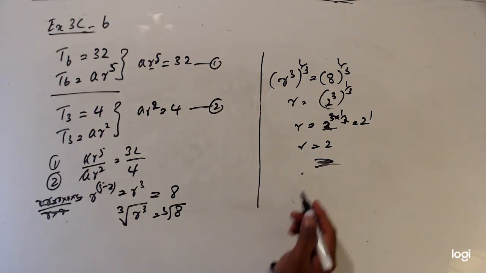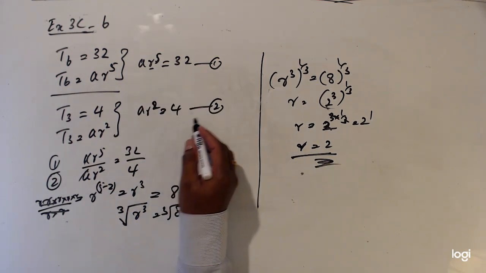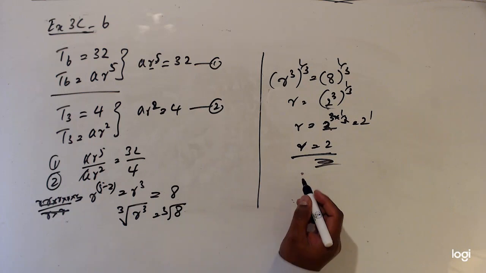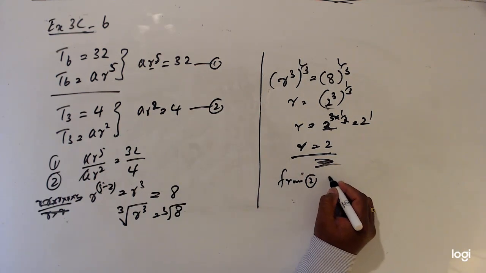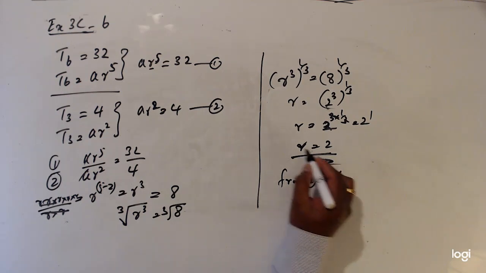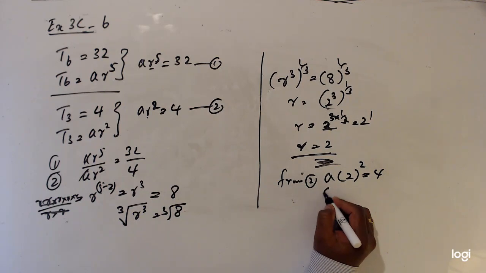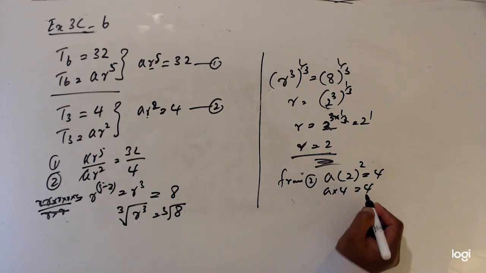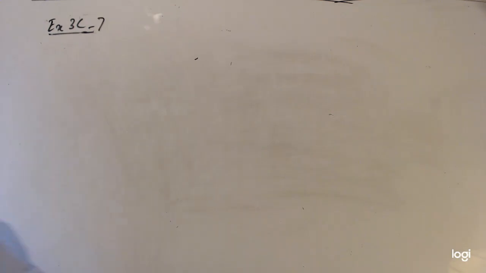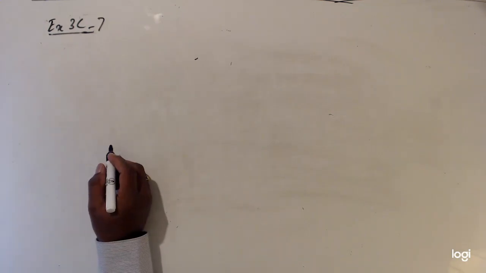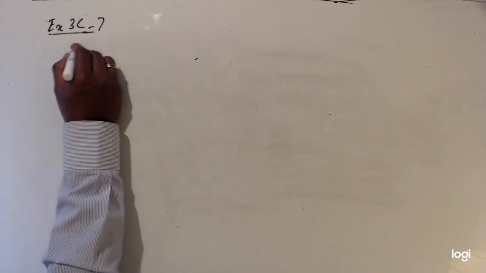Find the first term and the common ratio. Now the common ratio we found, R equals 2, so for the first term we go to the second equation, which has the smaller numbers. A times R squared, that is 2 squared, equals 4. So A times 4 equals 4, A equals 1.